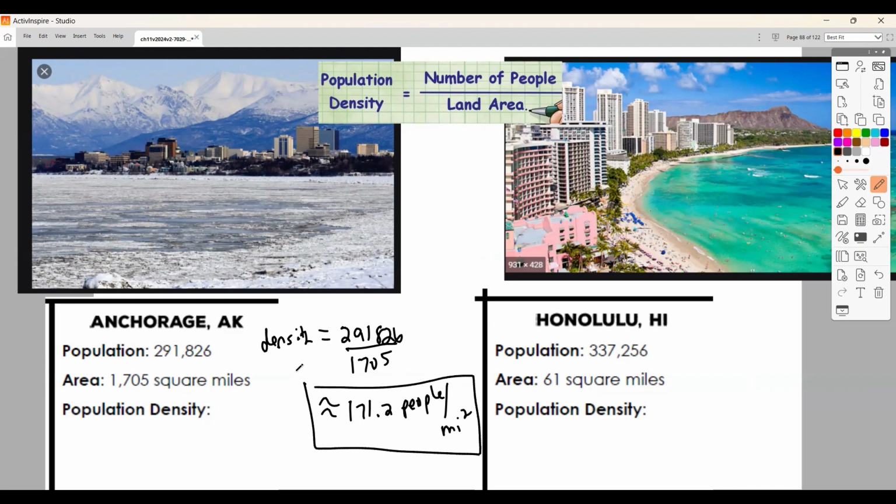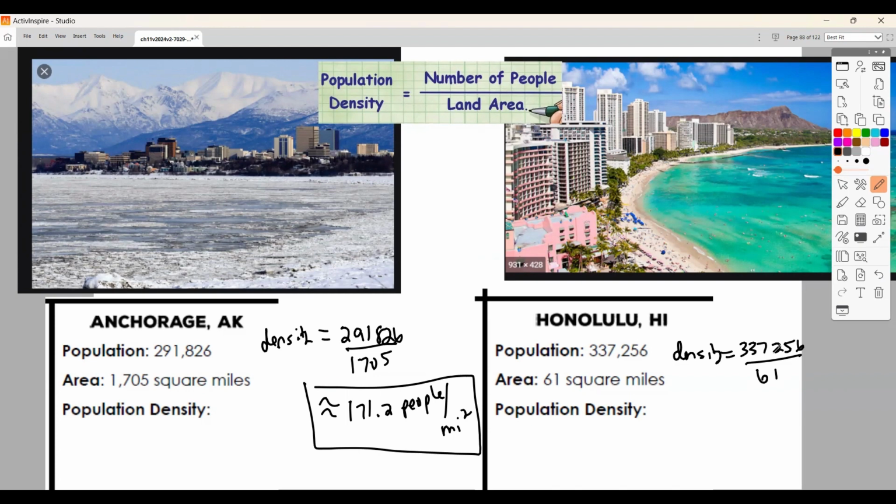Okay, now let's compare that to the population density of Honolulu. Again, the population density, as we said a second ago, is the population, 337,256, divided by the area. So a lot more people and a lot less space. Let's see what happens here.